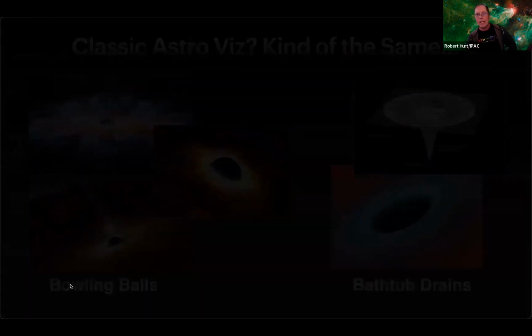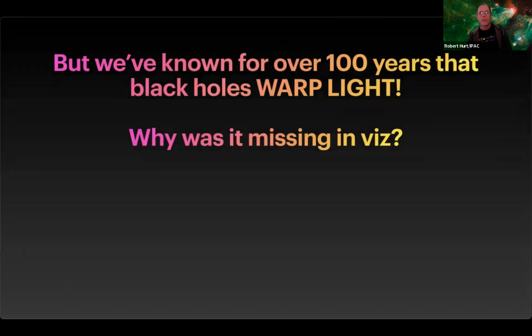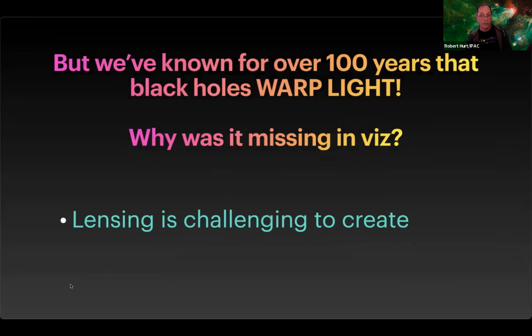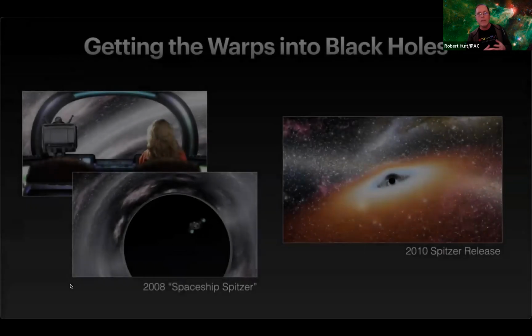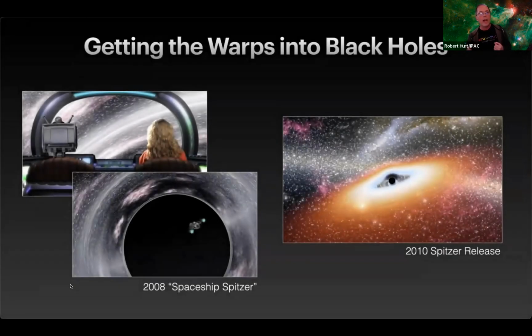But even so, we've known for over 100 years that black holes warp light. So why was that missing in visualization? Well, it's challenging for one. And it's also not what people expected to see. And this is a surprisingly difficult thing to overcome sometimes, because even with some early work that we did in Spitzer, I was always trying to push for things to at least give a hint of gravitational warping. And I got pushback from the communications team that, well, people don't understand that, they just want to see it as a black ball. And I'm like, well, that's missing out part of the idea here.